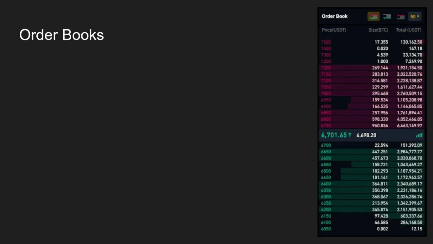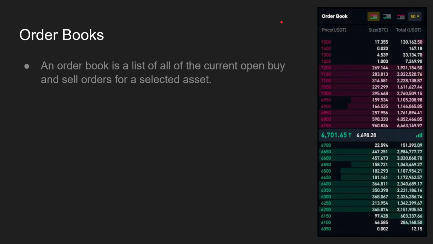So the next part of the trading exchange UI we'll discuss is the order book. Here's our example of an order book on the right side. An order book is just a list of all the current open buy and sell orders for a selected asset. These are all the orders that are listed on the order book, that are available, and that are activated.